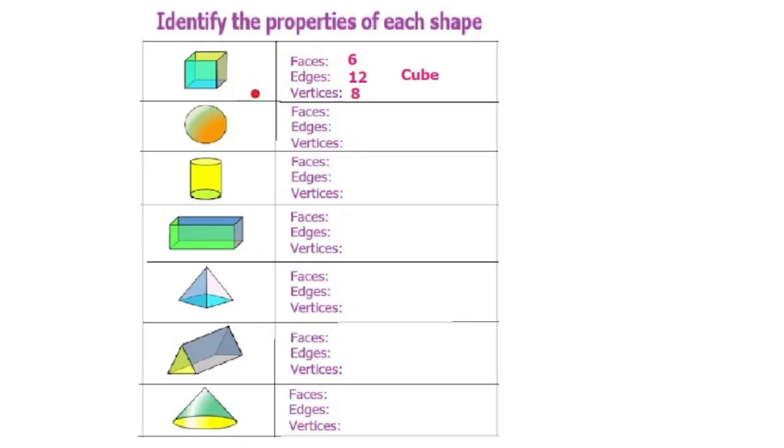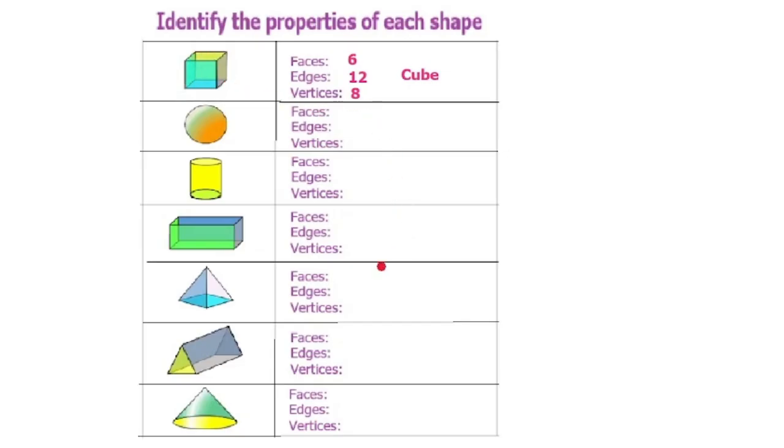So this first shape is a cube. It has 6 faces. Let's try to count them. 1, 2, 3, the bottom 4, the side 5, and the back 6. That's 6. Let's try to count the edges. 1, 2, 3, 4, 5, 6, 7, 8, 9, 10, 11, 12. 12 edges. And how many vertices? So that's how many points come together. So 1, basically the corner. 1, 2, 3, 4, 5, 6, 7, 8.